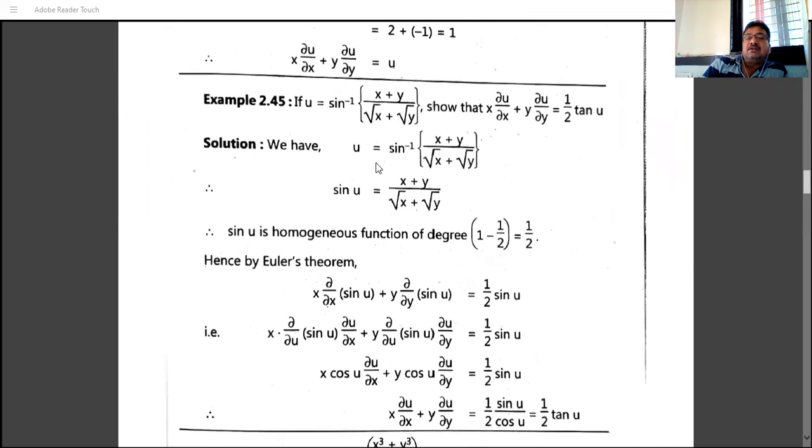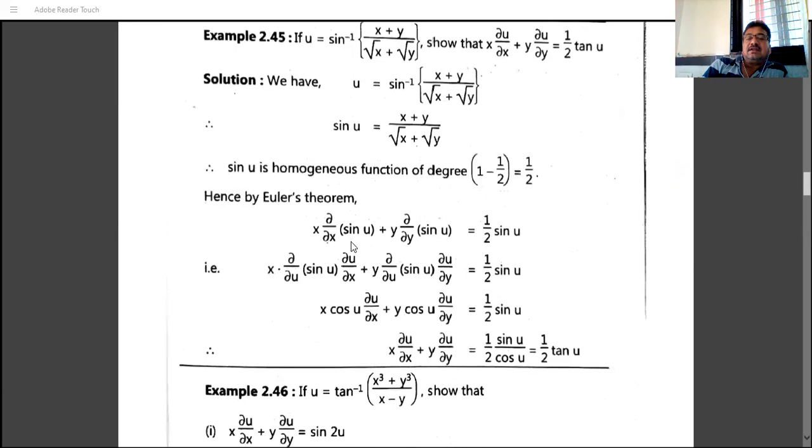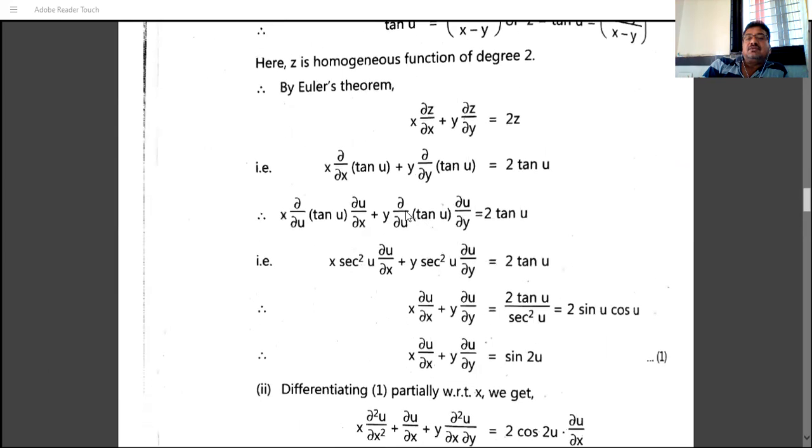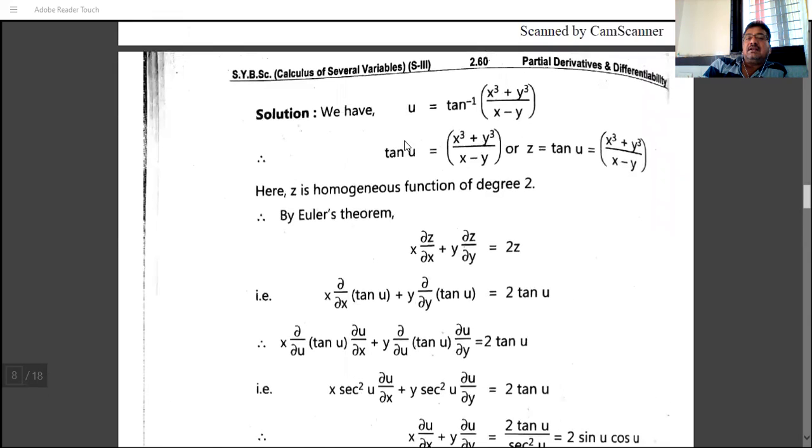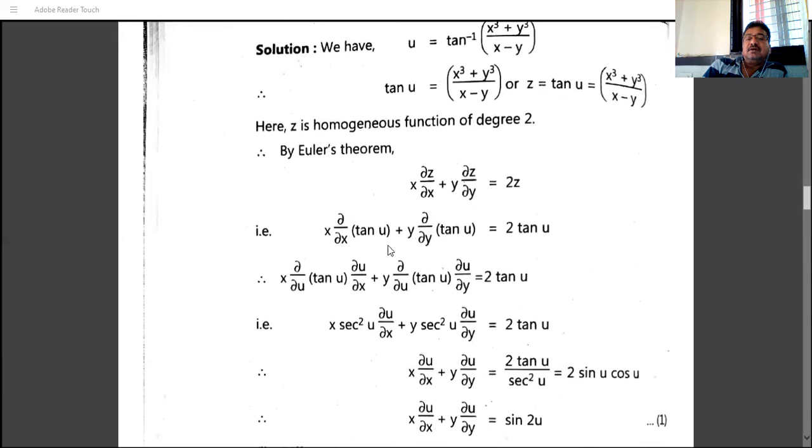In this example, we also use the notation for sin u, or this function as z, and then write x ∂z/∂x + y ∂z/∂y is equal to n z. Okay, n, and then write z as sin u. Here we also substitute z as tan u. So directly write that tan u is the homogeneous function of degree 2, and then write this step: x ∂/∂x of tan u plus y ∂/∂y of tan u. Z is tan u. Okay.